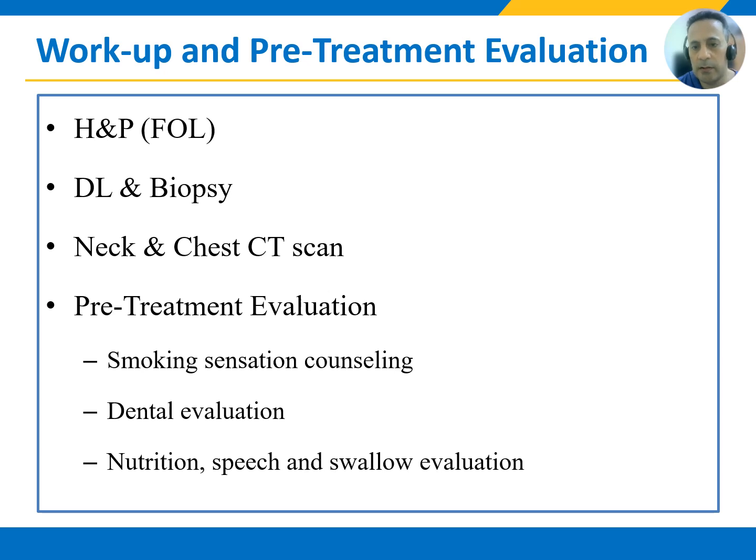Staging workup and the pre-treatment evaluation of early-stage laryngeal cancer should include complete history and physical examination, including fiber optic laryngoscopy. You need to document the location of the tumor, extension, and the mobility of the vocal cord. Also, it's very helpful to record the fiber optic video. You can have a look at it during GTV contouring during radiotherapy planning.